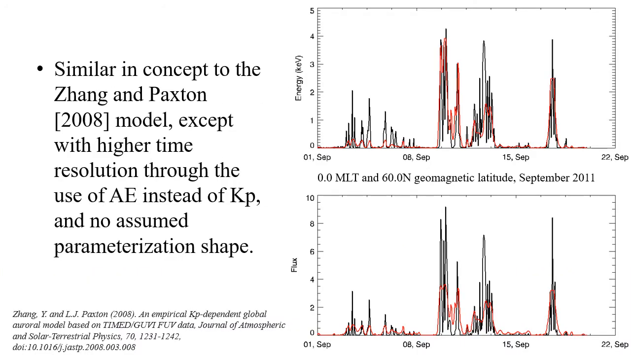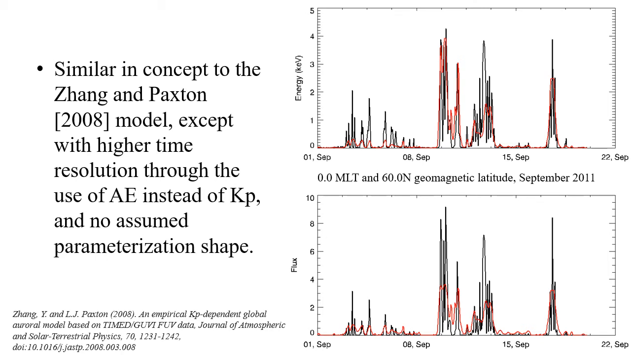All in all, this is a very similar scheme to what's done by the Zhang and Paxton 2008 model, except we have a little bit higher time resolution because we've opted to use AE index instead of Kp index, and we've made no assumptions about the shape or the horizontal distribution of the energies and fluxes, which in the Zhang and Paxton 2008 model, they do use parameterization.